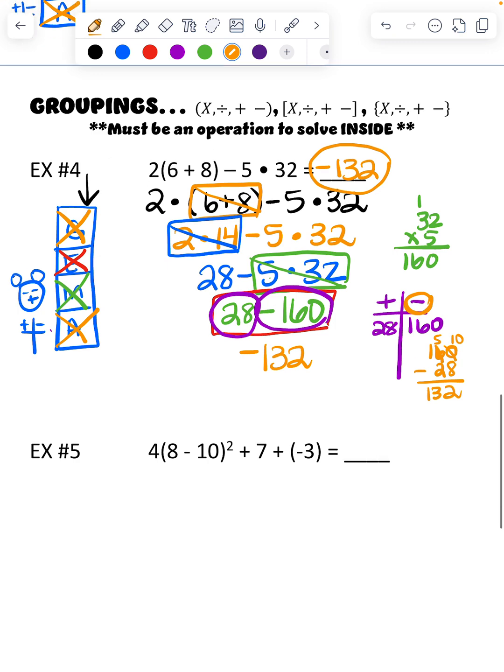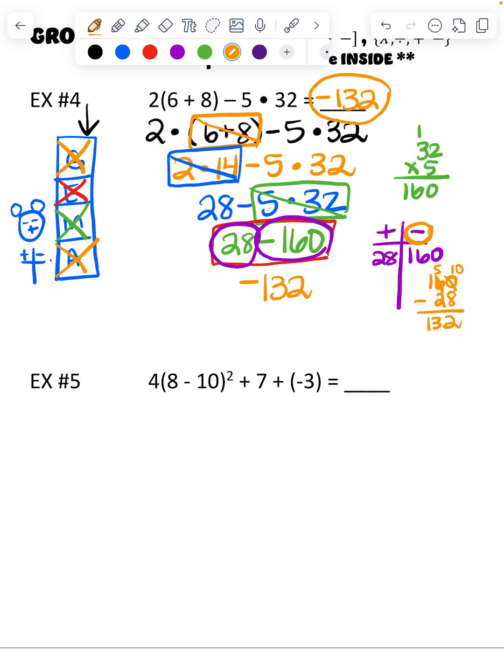All right, example number 5. We have 4 parentheses, 8 minus 10 parentheses, an exponent. We have adding 7 and adding a negative. So lots of different operations in this problem. I'm going to need my GEMA tower.